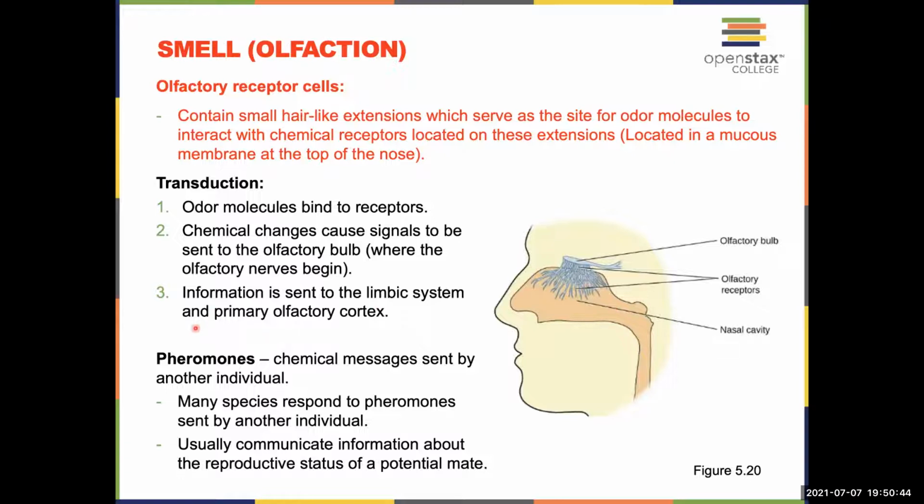And then I'm sure everyone has heard of pheromones, right? And pheromones are those chemical messengers that are sent by another individual. So many animal species respond to pheromones sent by another individual, usually communicating information about the reproductive status of a potential mate. So it's pretty obvious why that would be important, right? For continuation of the species, etc.